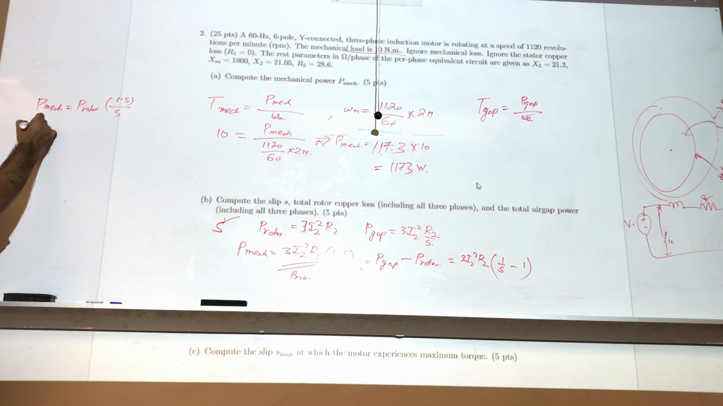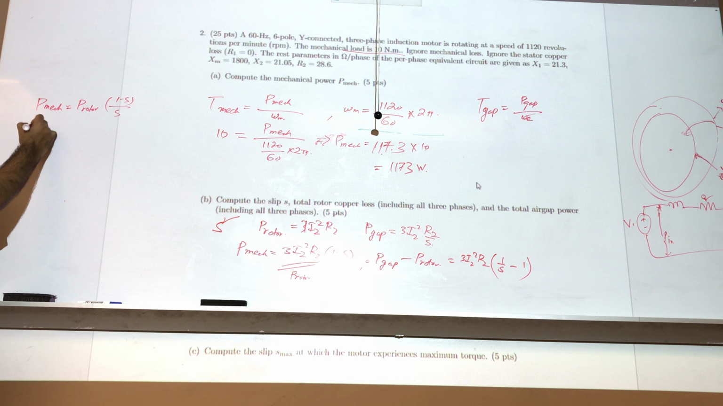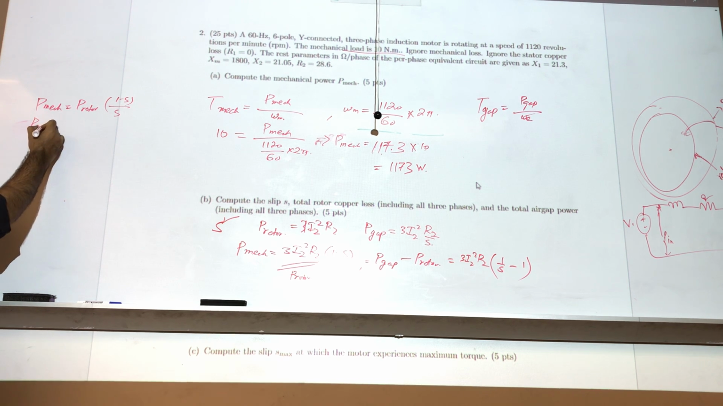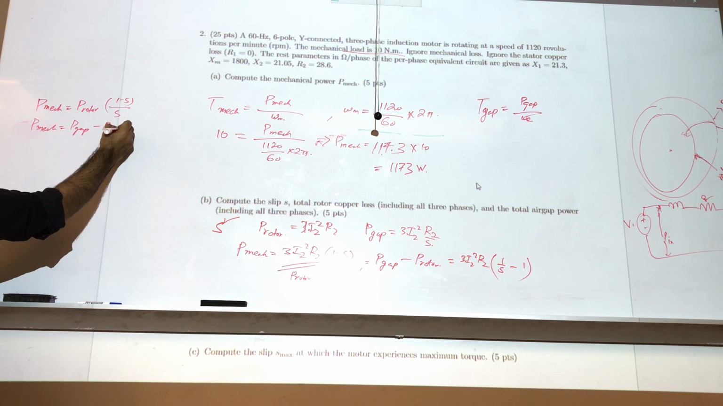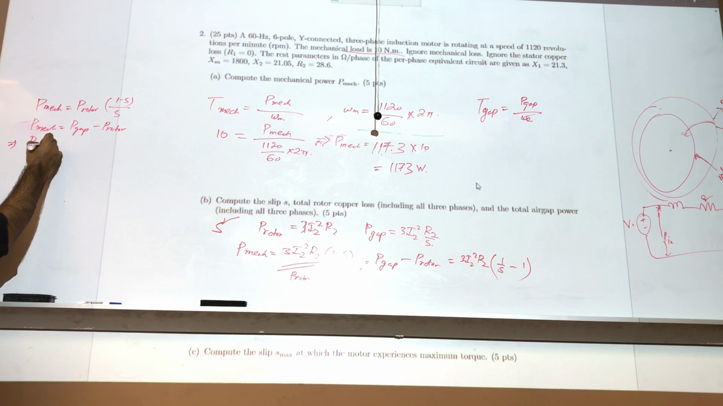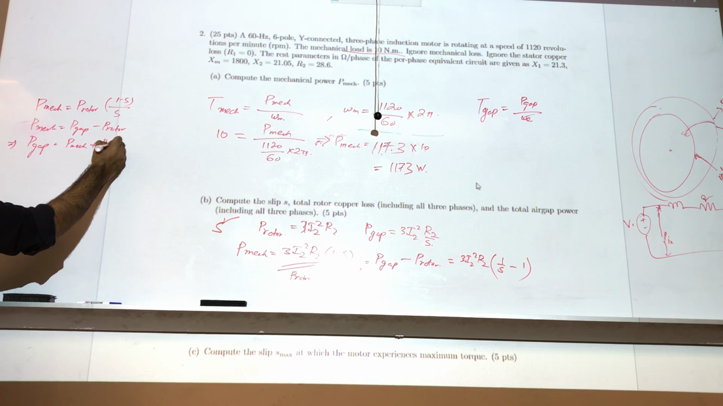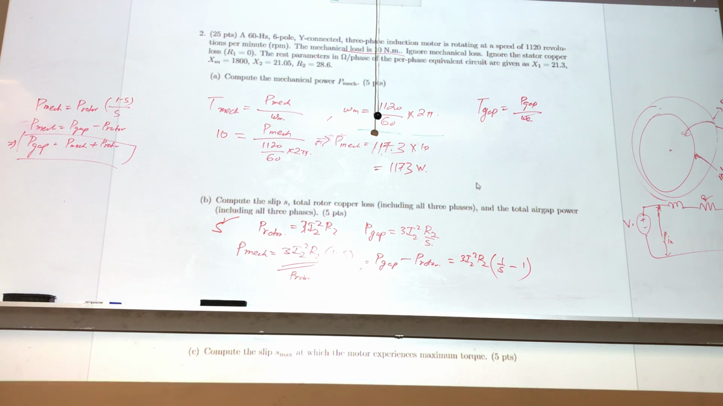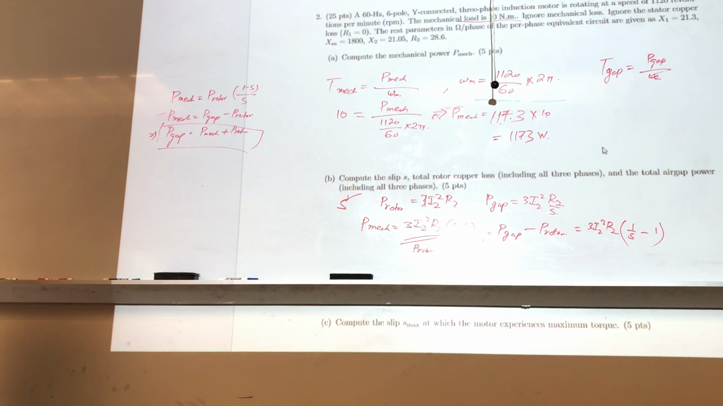Then what is P gap? You can find P gap from here directly, or you can also do it like this: P gap is P mech plus P rotor. So from this you can find P gap as P mech plus P rotor. Is this clear?